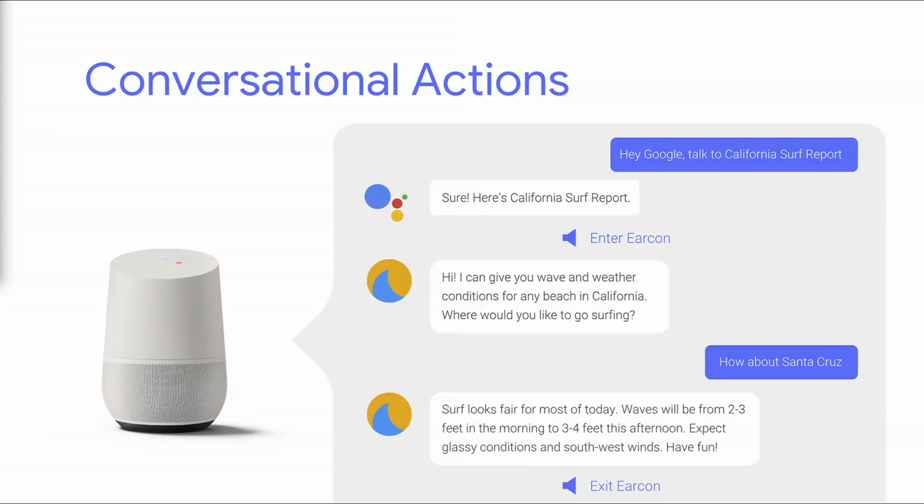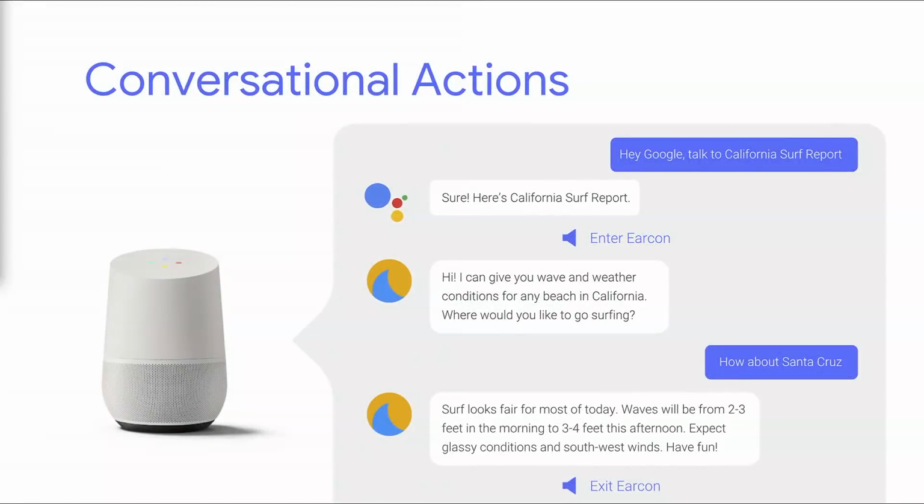For the assistant, this model is called Conversational Actions. These are immersive conversational experiences completely custom for your brand. They're a direct conversation between you and your user. So here's a cool example of a conversational action. It's called California Surf Report, and it helps you find wave conditions if you live in California.